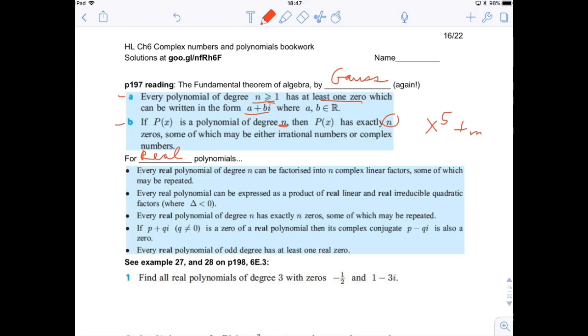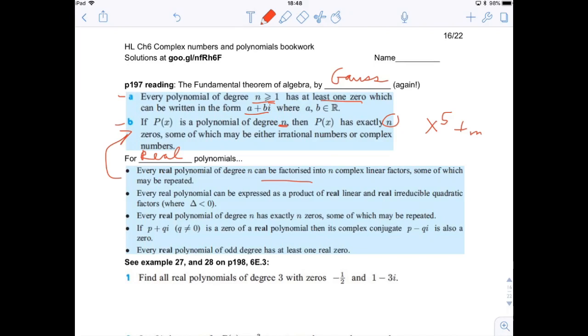It doesn't mean that the roots are real. Every real polynomial of degree n can be factorized into n complex linear factors, some of which may be repeated. That kind of goes along with what it says up here, right? We said that a polynomial of degree n has n zeros, and basically this is also saying that it has n zeros, which are complex, and some may be repeated.